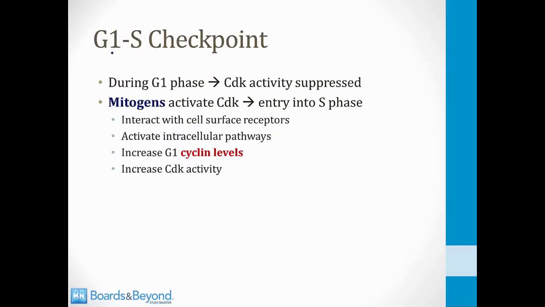So now let's focus on the very important G1 to S phase checkpoint. Remember, this is when the cell commits to DNA synthesis and cell division. So during the G1 phase, cyclin-dependent kinase activity is suppressed, but mitogens can activate cyclin-dependent kinases and drive entry into the S phase. The way they do this is by interacting with cell surface receptors. This will activate intracellular pathways and increase G1 cyclin levels, and those G1 cyclins will increase cyclin-dependent kinase activity.